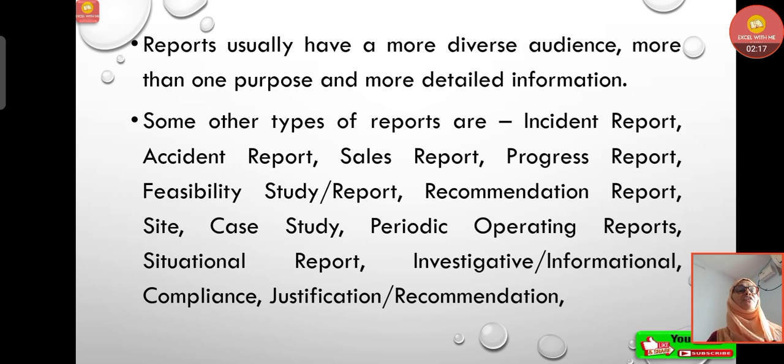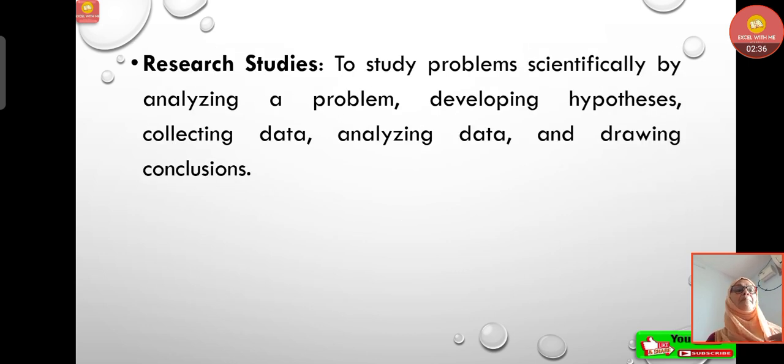Some other types of reports are incident report, accident report, sales report, progress report, feasibility study report, recommendation report, site, case study, periodic operating reports, situational report, investigative or informational, compliance, jurisdiction or recommendation. Now, a very important one is the research studies: to study problems scientifically by analyzing a problem, developing hypotheses, collecting data, analyzing data and drawing conclusions. This is the most important one here.